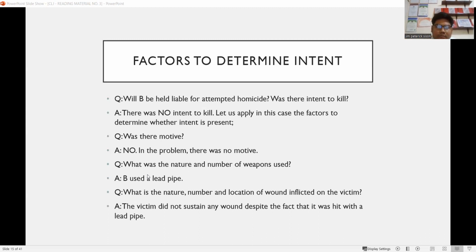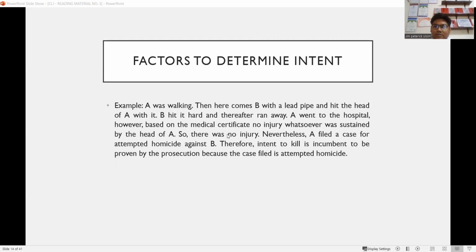And last question, what is the nature, number, and location of wounds inflicted on the victim, A? The victim did not sustain any wound, remember? According to the medical certificate, no injury was sustained. So probably B just hit him lightly with a lead pipe on the head, then ran away.